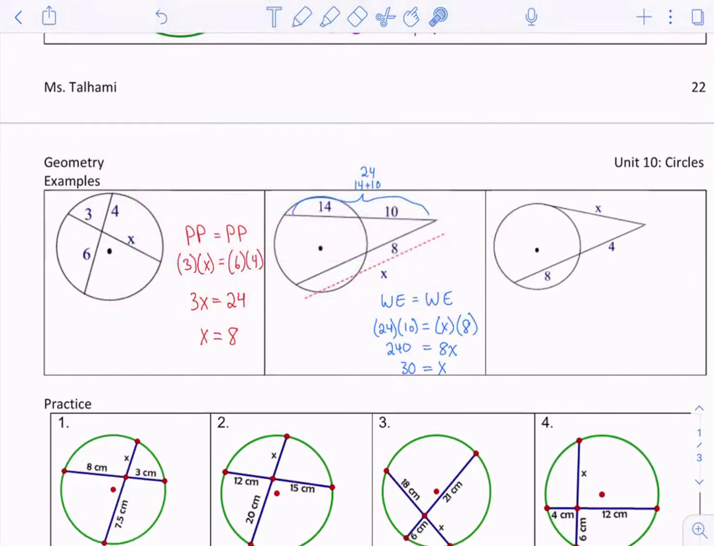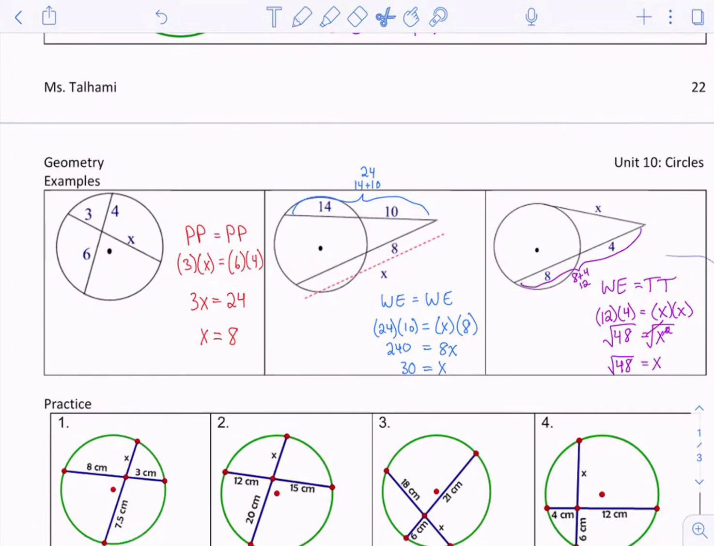Now if I look at this last one, I have a secant and a tangent. So this is going to be wet, with two t's. So I have the whole thing here has to be 8 plus 4, which is 12. So the whole is 12, and the exterior is 4. And then the tangent is x, and I write the tangent again, which is x. So 12 times 4 is 48, and x times x is x squared. So I have to square root to solve for x. I get that x equals the square root of 48.